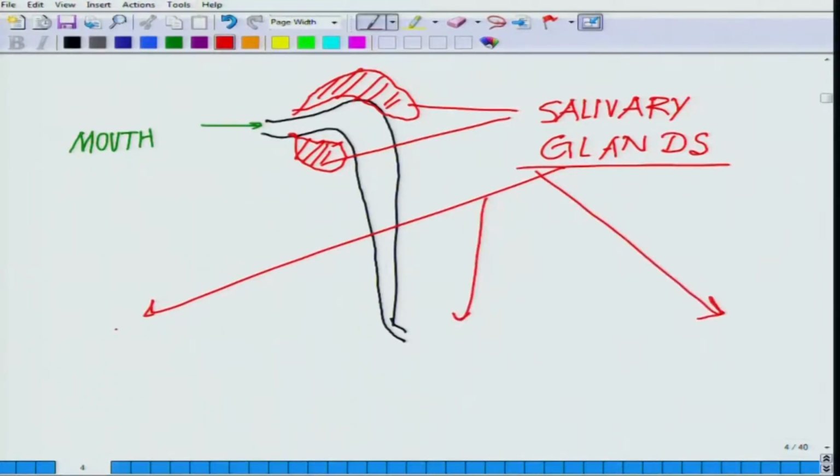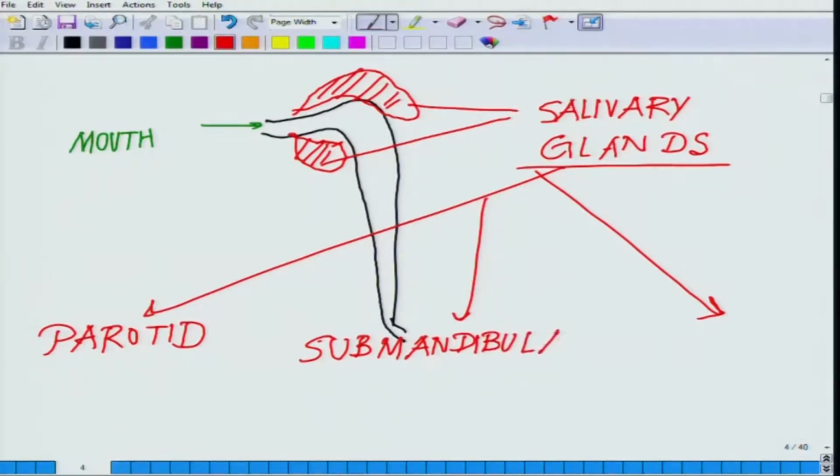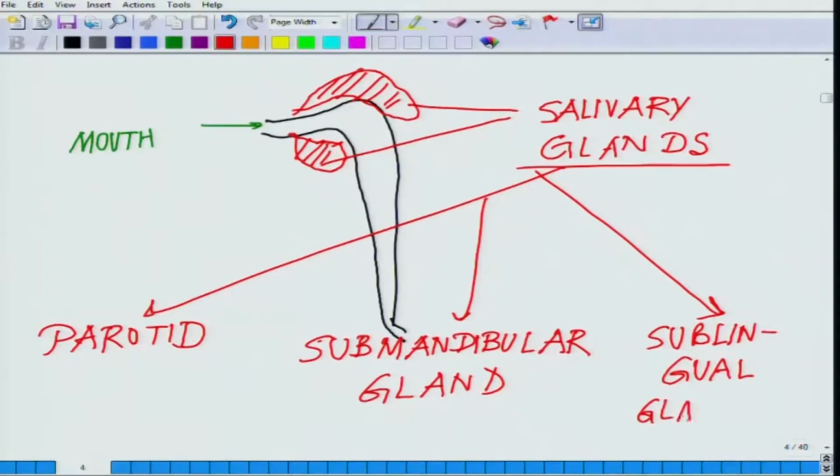There are 3 major salivary glands which are present: the parotid gland, then you have the submandibular gland, and then you have the sublingual gland. Together, they have different roles to play.